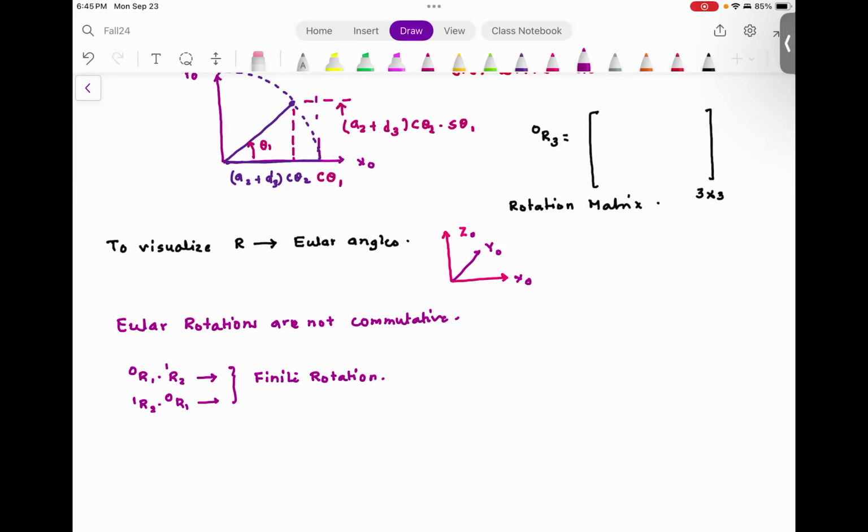But infinitesimal means small, infinitesimally small rotations are commutative.